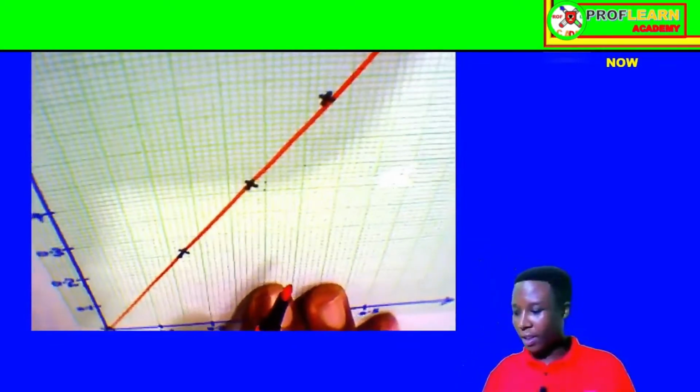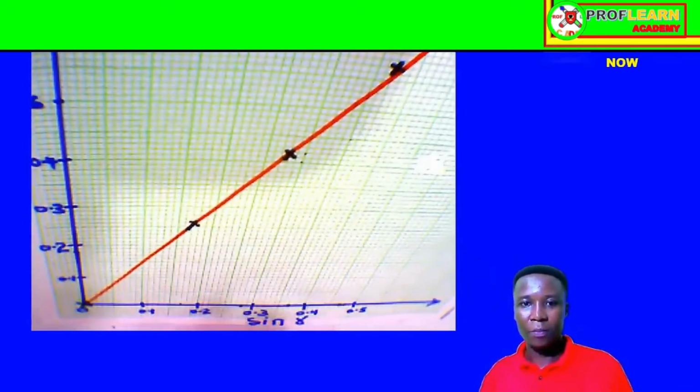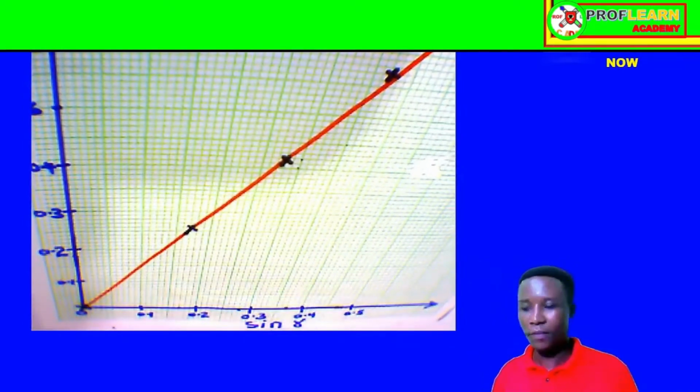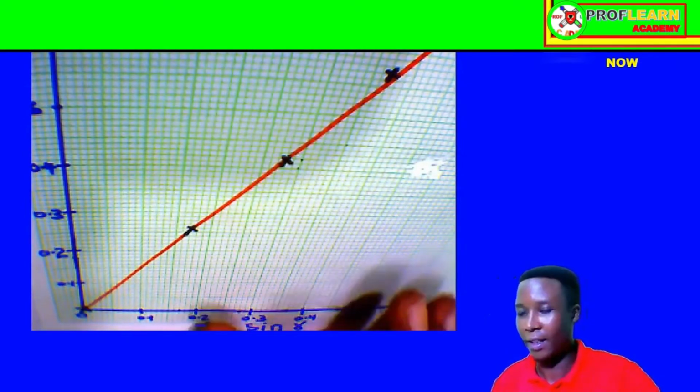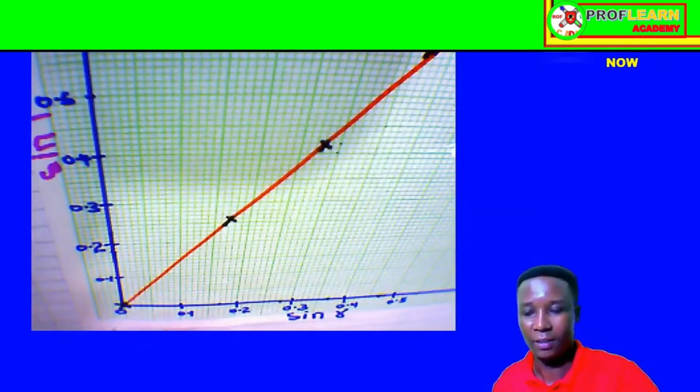The next thing we need to do is to join a straight line passing through all the points. So I'm going to use my ruler like that, and I shall draw a straight line passing through those points. Hope you are doing the same. I'll draw a straight line like that, and we have obtained a graph of sine I against sine R.